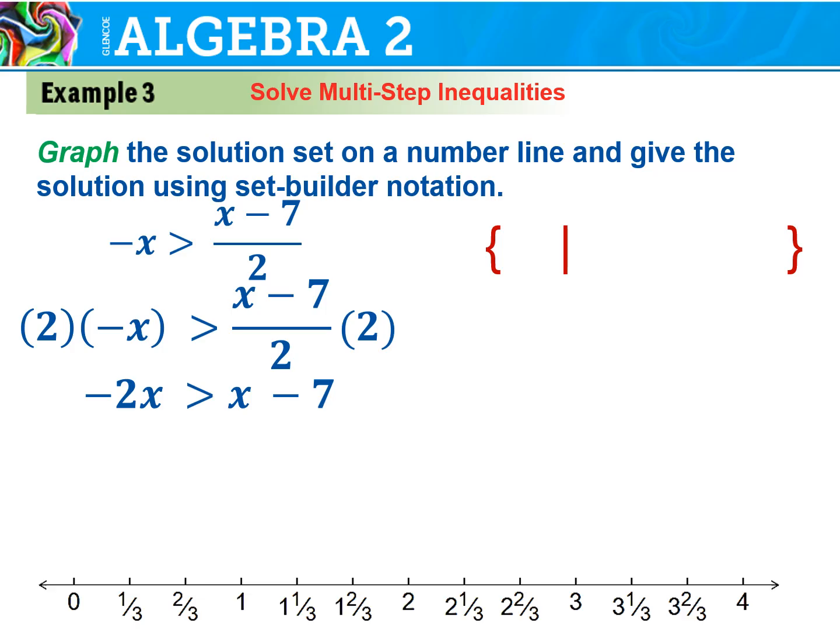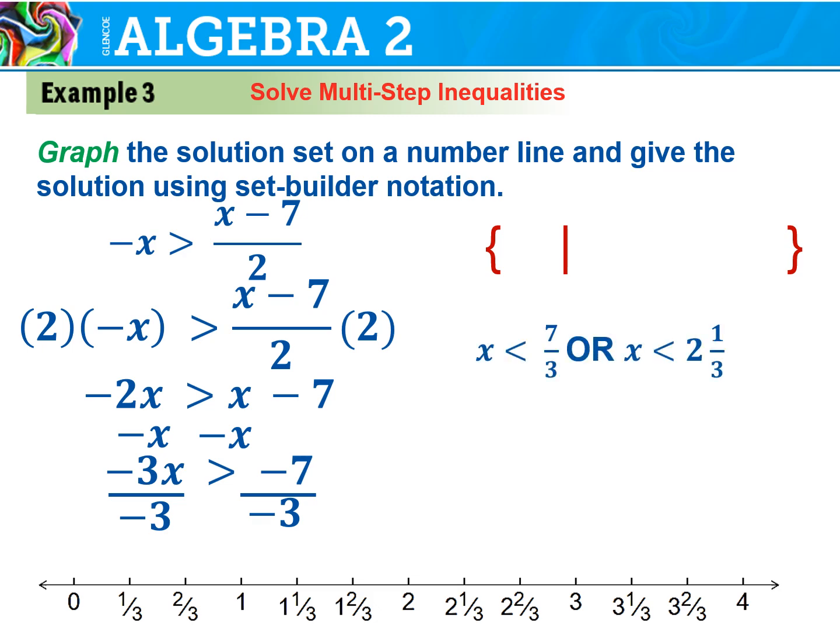Get all the x's on one side. So let's subtract x on both sides. We have negative 3x is greater than negative 7. We still have not multiplied or divided both sides by a negative number, so we do not switch our inequality sign, but now we are. So divide both sides by negative 3. We're going to have to switch our inequality sign from greater than to less than.